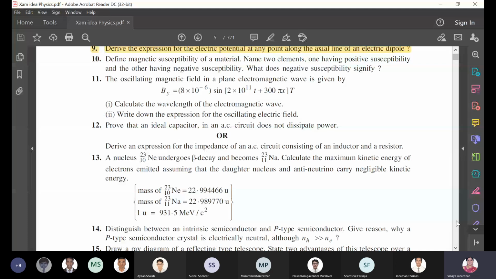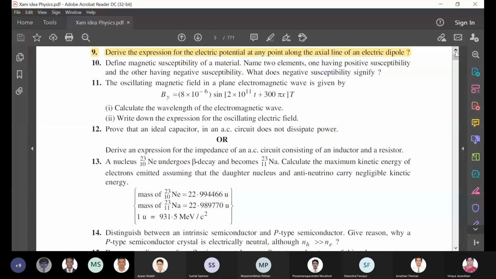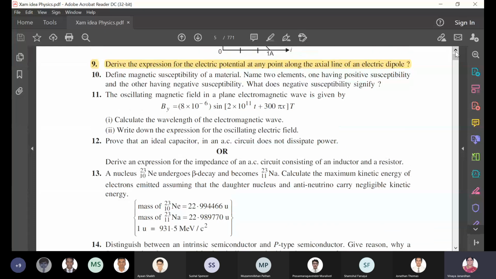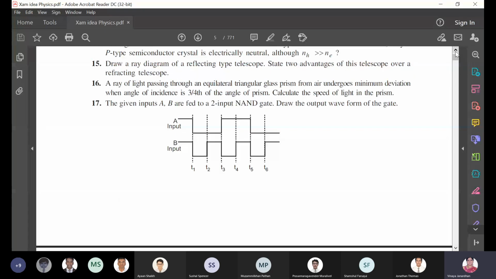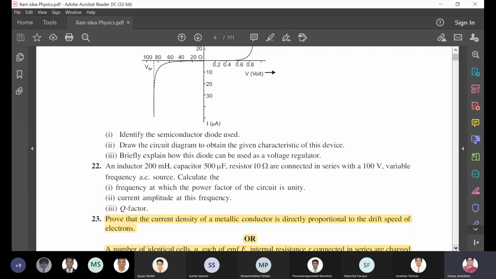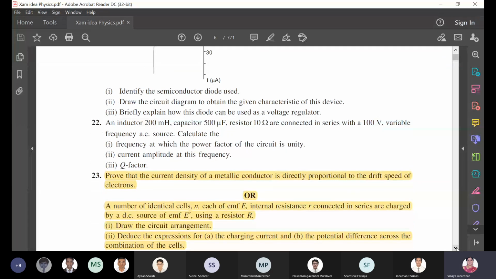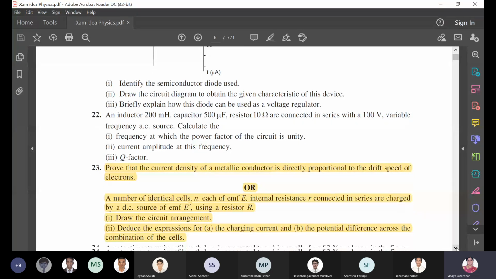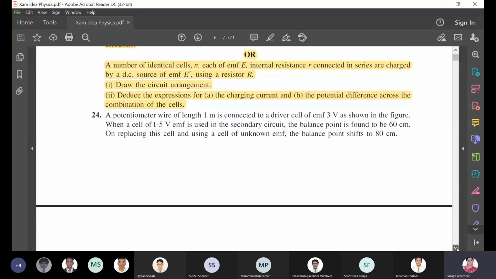Then you have the 2-mark question: derive the electric potential at a point along the axial line of an electric dipole. 2 marks. Now next, this is a 3-mark question. Prove that the current density of a metallic conductor is directly proportional to the drift speed of the electron. Therefore, your portion.